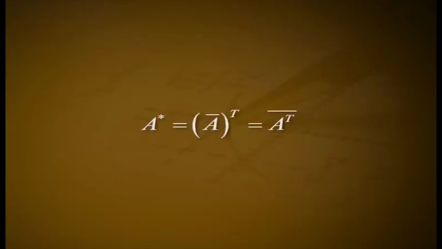This definition can also be written as A star is equal to transpose of conjugate of A, which is equal to conjugate of transpose of A, where A transpose is the transpose of A and A conjugate is the conjugate matrix of A. Hermitian and skew Hermitian matrices. A square matrix A is said to be Hermitian if A star is equal to A, that is if transpose of conjugate of A is A. If A equal to matrix Aij is Hermitian, then conjugate of Aji is Aij for all i and j. So, for a Hermitian matrix, diagonal elements are real numbers.